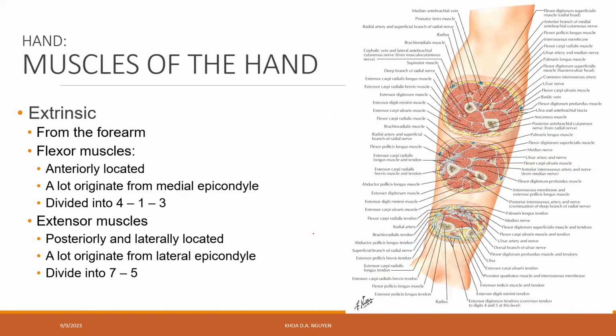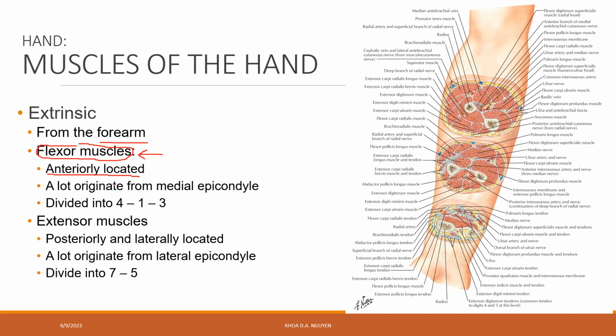All right, now let us go to the muscles of the hand. The muscles of the hand are divided into extrinsic muscles and intrinsic muscles. The extrinsic muscles are the muscles that come from somewhere else and insert on the hand. We have already learned about all of them when we talked about the anterior and posterior forearm. The extrinsic muscles come from the forearm, and you have the flexor muscles, which, as a reiteration of last lesson, are anteriorly located. That's why they are flexor muscles. The flexor muscles are always anteriorly located.